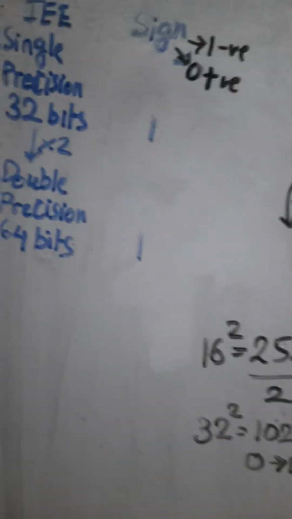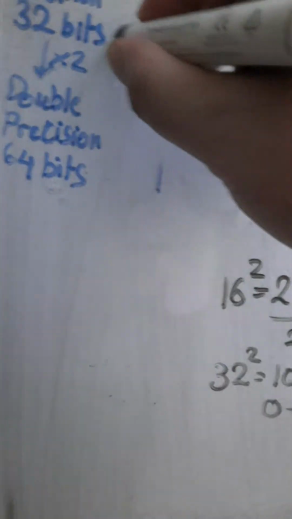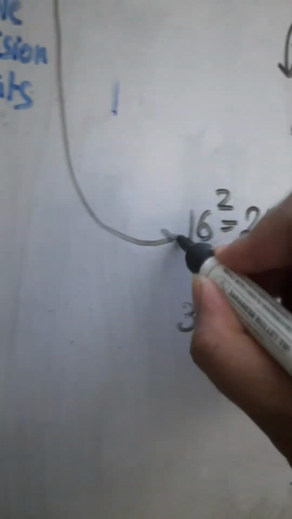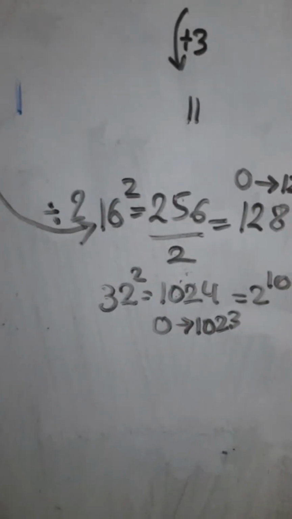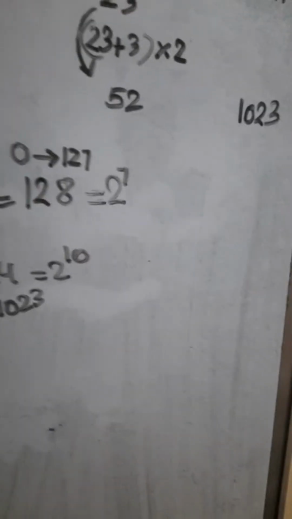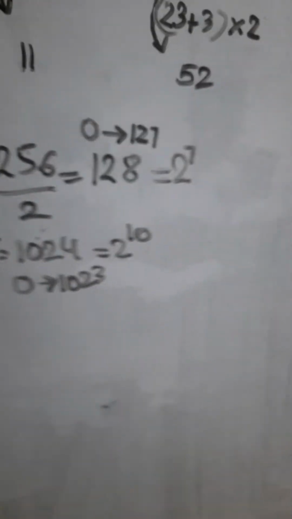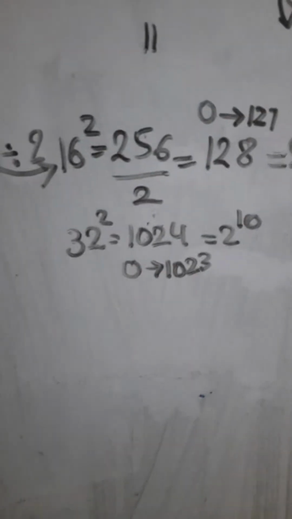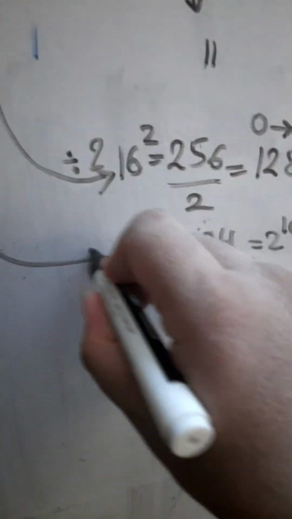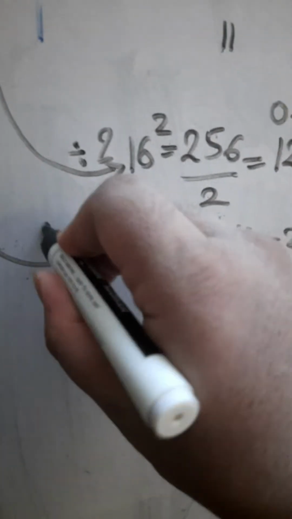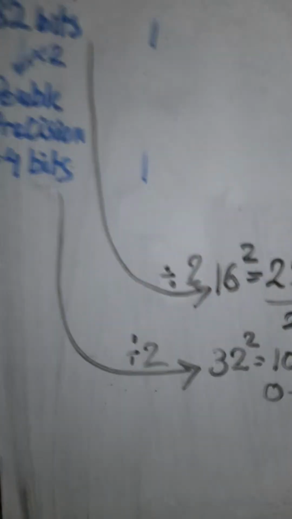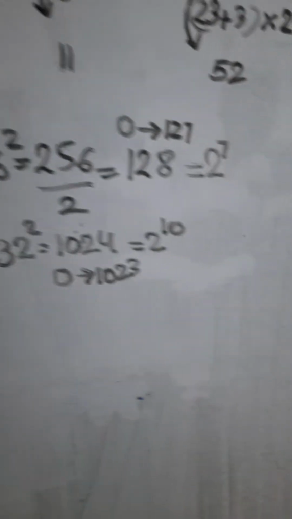As you remember, this is 32 bits. So 32 divided by 2 is 16, right? And 16 squared is 128 or 127, which you have. And double precision is 64 divided by 2, which is 32. 32 squared is 1024. Simple stuff.